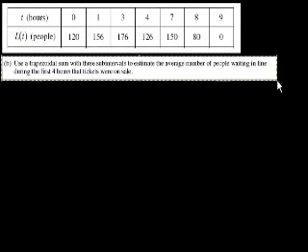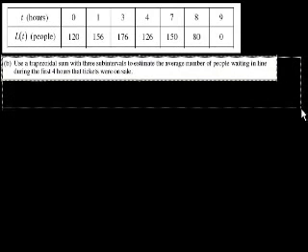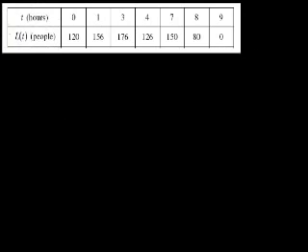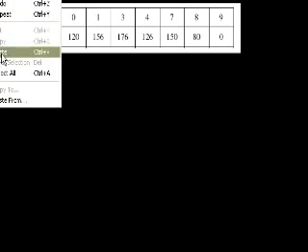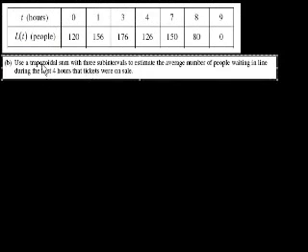Maybe I can make this a little bit bigger. Let me see if I can grow that a little bit. I don't want to take up all the space, though. No, that doesn't look good. Okay, well, I'll read it out loud in case you can't see it. Use a trapezoidal sum with 3 subintervals to estimate the average number of people waiting in line during the first 4 hours that the tickets were on sale.